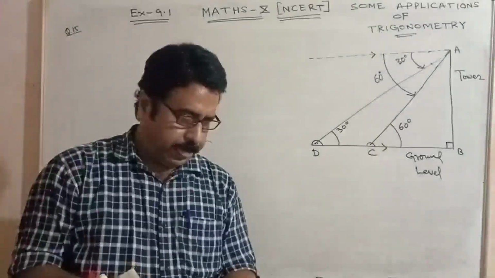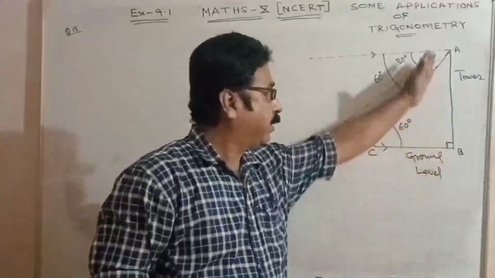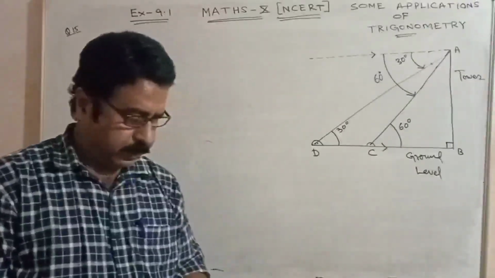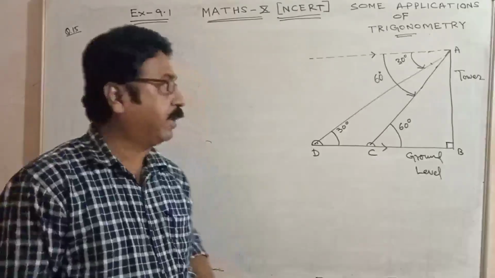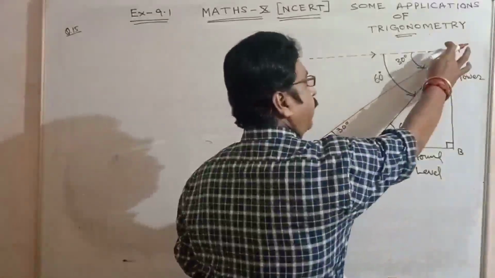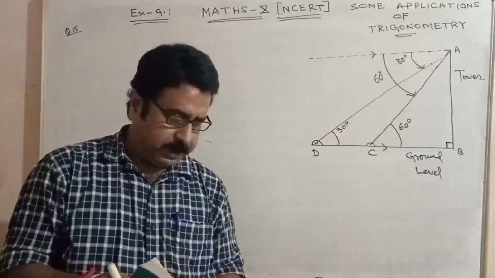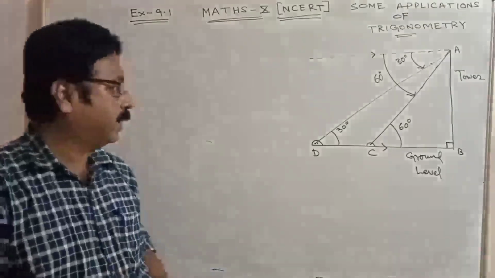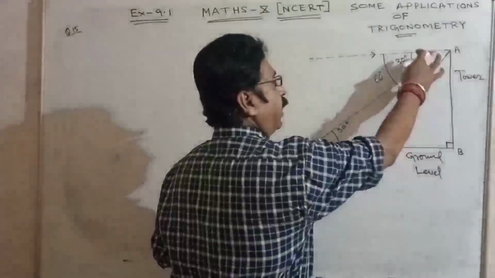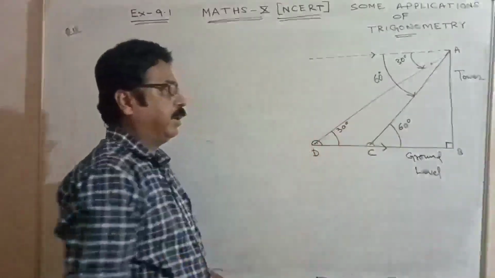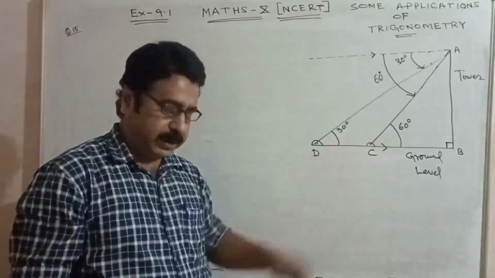Check once again. A straight highway. This is straight highway leads to a tower. A man standing at the top of the tower. From this top of the tower, point A, the angle of depression of a car is 30 degree. Suppose this is a car, angle of depression is 30 degree. And this 30 degree is equal to this angle because they are alternate angles.